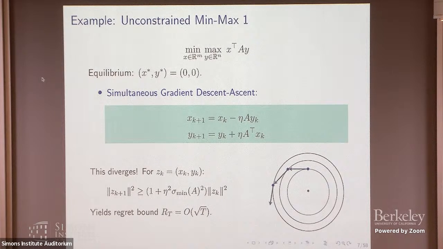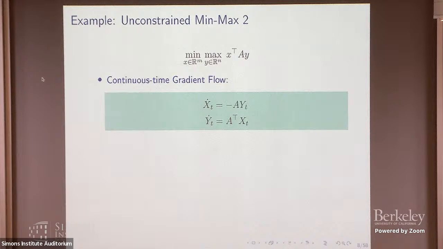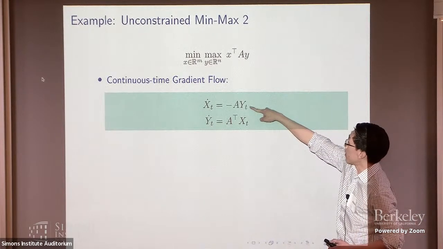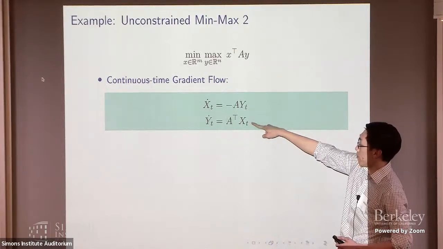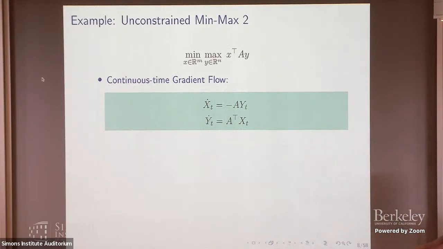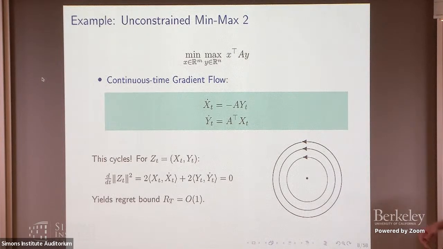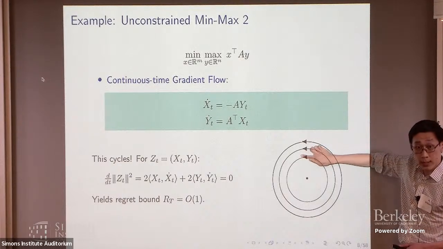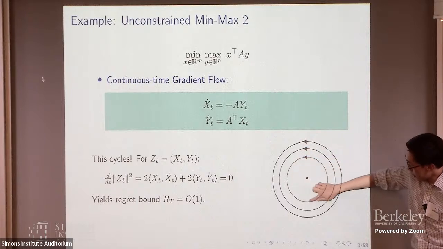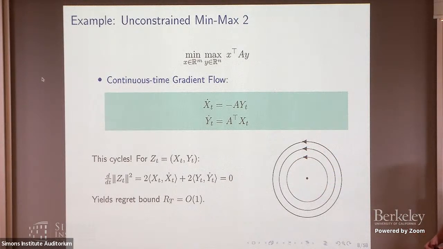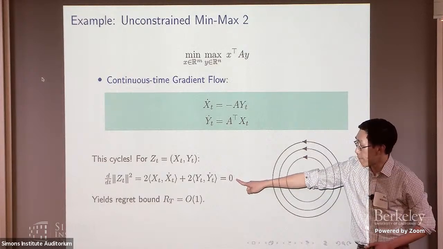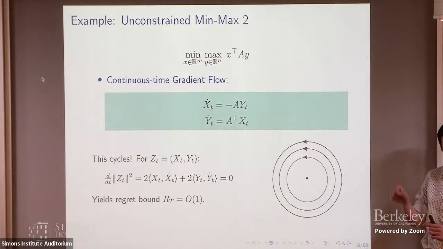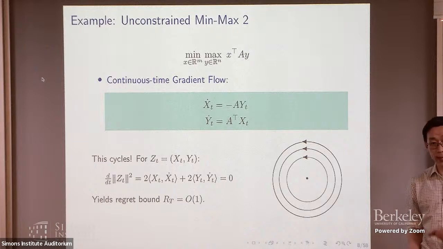If you take the step size to 0, you get continuous time gradient flow where x minimizes x transpose Ay and y wants to maximize x transpose Ay. Here, instead of diverging, they cycle, right? Because at each time we are really following the velocity, which is always orthogonal to the contour line. So you always stay within the circle. And you can check that by checking that the time derivative of your radius squared is 0. So you always stay there. And this gives the ideal case of constant regret bound. Right? And so when you average over T, you get very nice convergence.